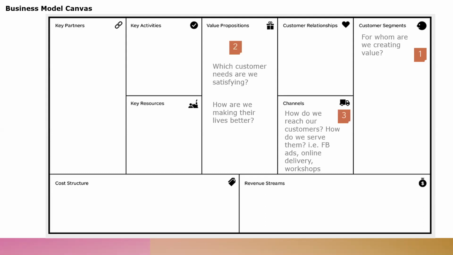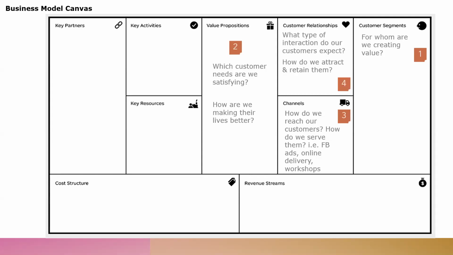Then the other element is looking at channels. What that means is thinking about how you would reach your customers. If you're targeting young people, perhaps your research has shown that young people spend a lot of time on Instagram or Facebook, and maybe you want to run some ads to advertise what your idea is about. You might not necessarily do this straight away, but it's always worth thinking about it and demonstrating to the judges that you have thought about that.